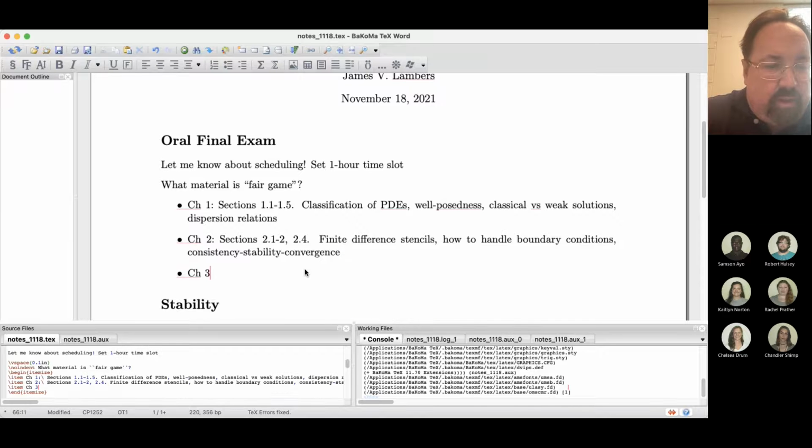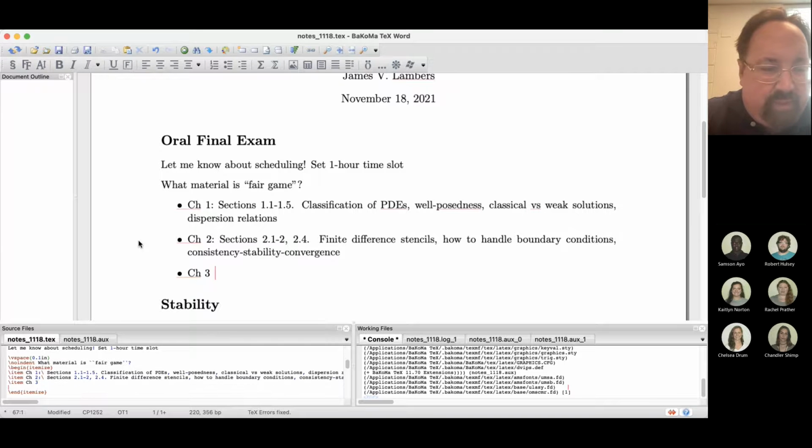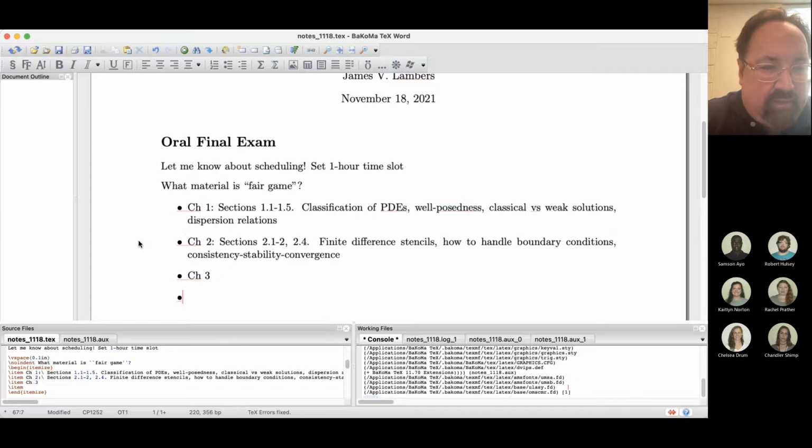All right, and then there's chapter 3. There's only 2 sections in chapter 3. One on periodic boundary conditions where you use Fourier series, and then non-periodic where you use Chebyshev. So either of those could come up.